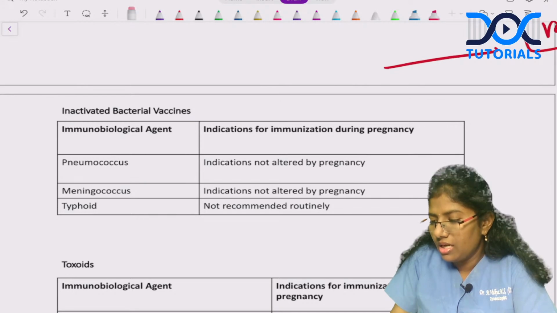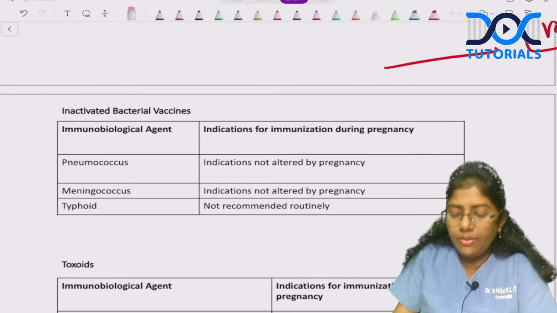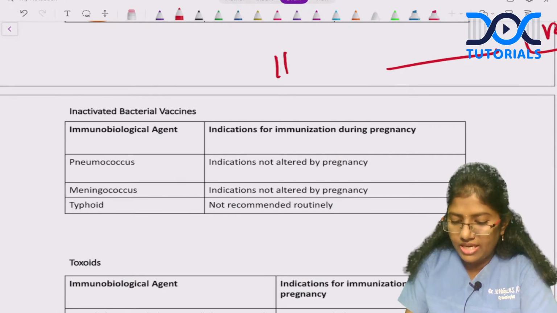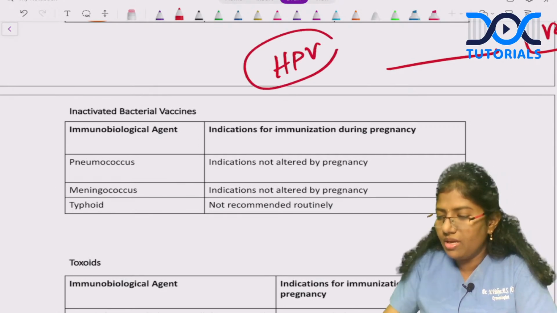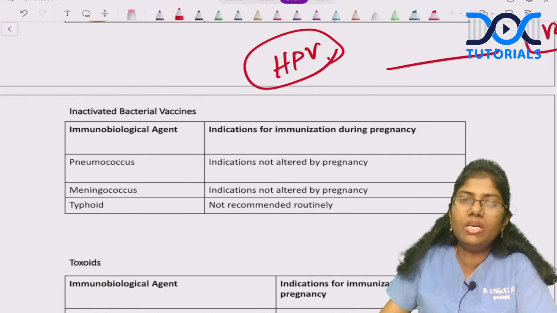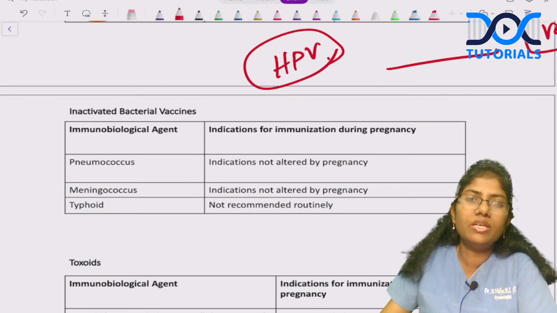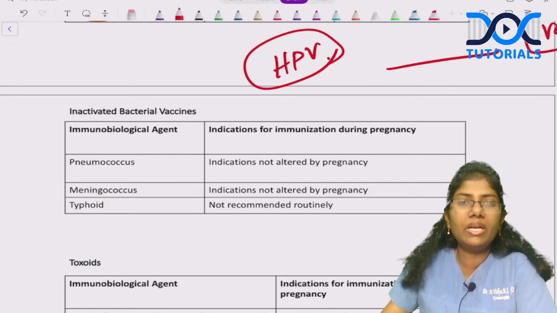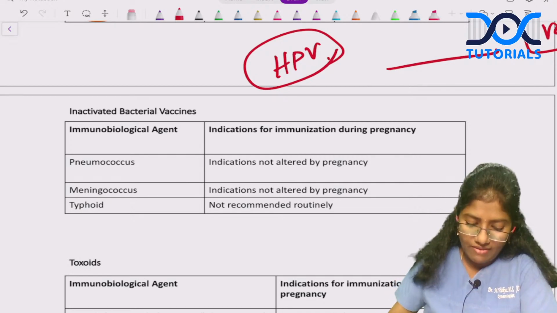Yes, HPV vaccine. HPV is not a live virus vaccine, but still it should not be given during pregnancy because the safety of HPV vaccine during pregnancy has not been documented yet. So it should not be given during pregnancy. All other non-viral vaccines can be given.